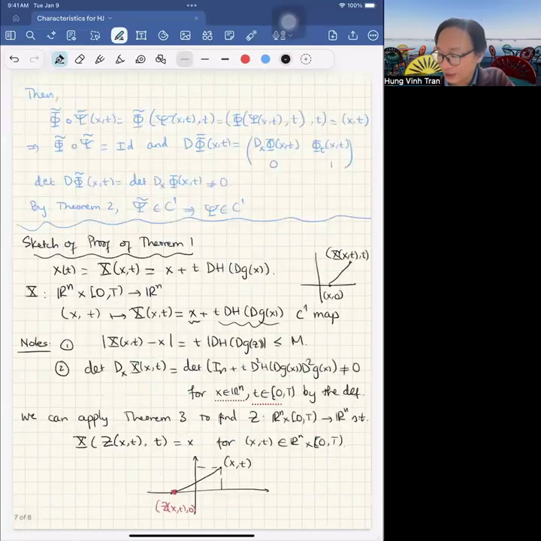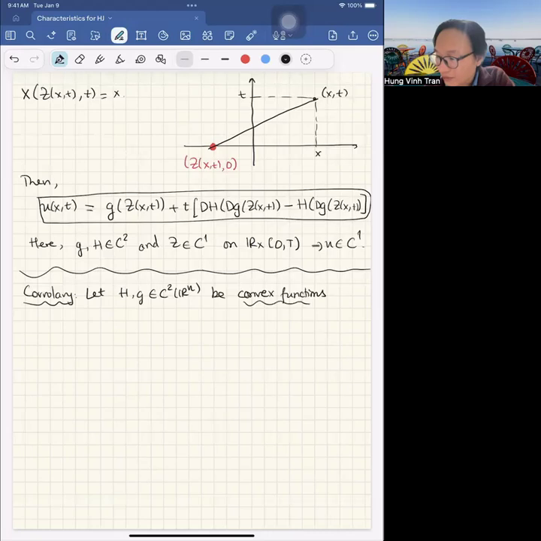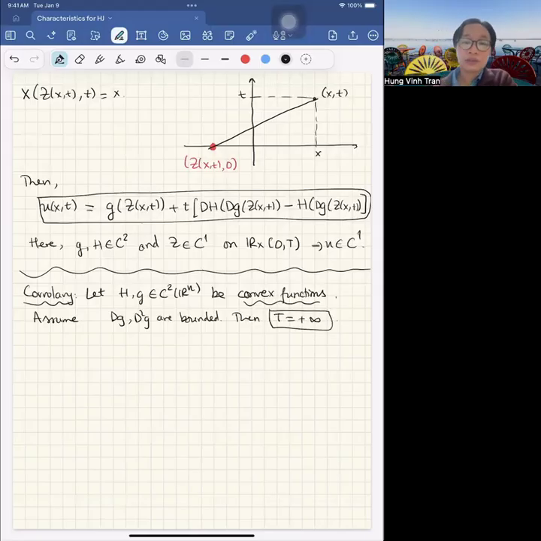Okay, so let me just write it down. The corollary says that, let H and G be in C2(R^n) and be convex functions. So we need to assume that they are convex. And again, assume Dg and D squared g are bounded. Then the conclusion in this case is that capital T is plus infinity, meaning that we can solve the problem everywhere.